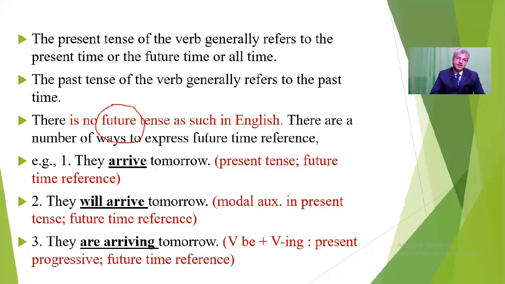In the third example, they are arriving tomorrow. Are arriving. Are is in present tense and arriving, which is in ing form, is in continuous tense or in progression. Tomorrow again has the future time reference. So with these examples, I hope you understand that there are only two tenses: present tense and past tense.